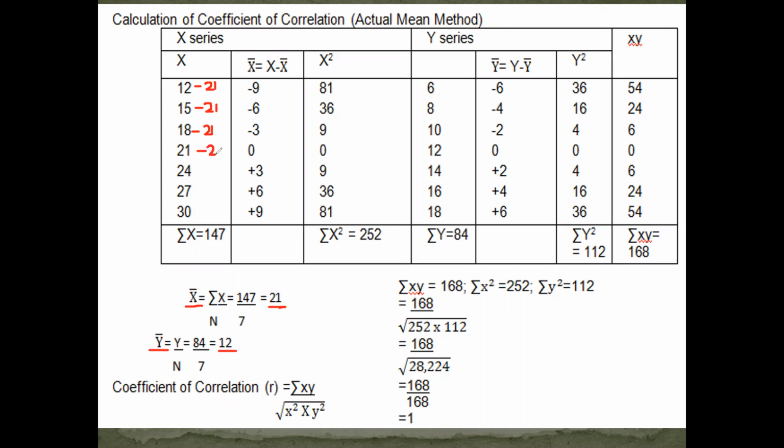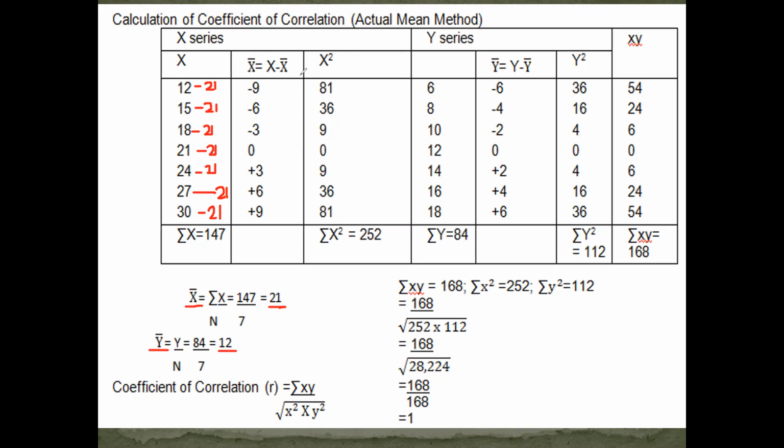21 minus 21 is equal to 0. 24 minus 21 is equal to 3. 27 minus 21 is equal to 6. And 30 minus 21 is equal to 9. Fine. So this second column is of small x, that is, deviations of all the x variables from the mean of x.